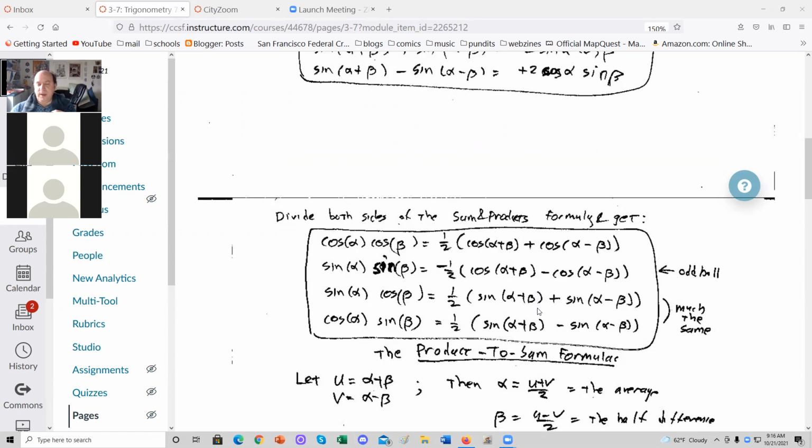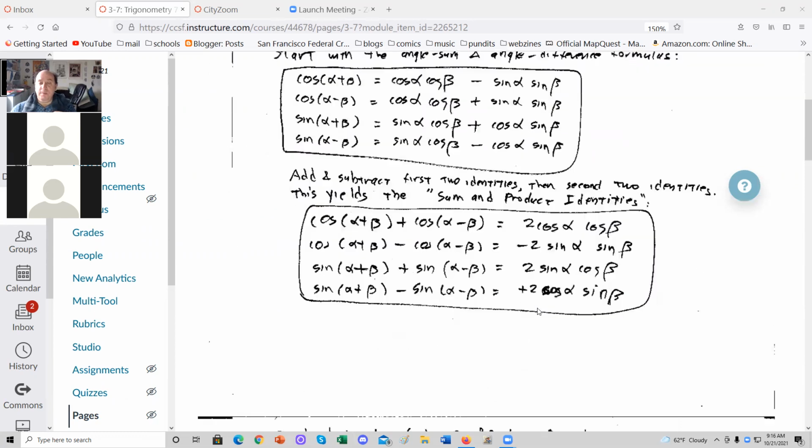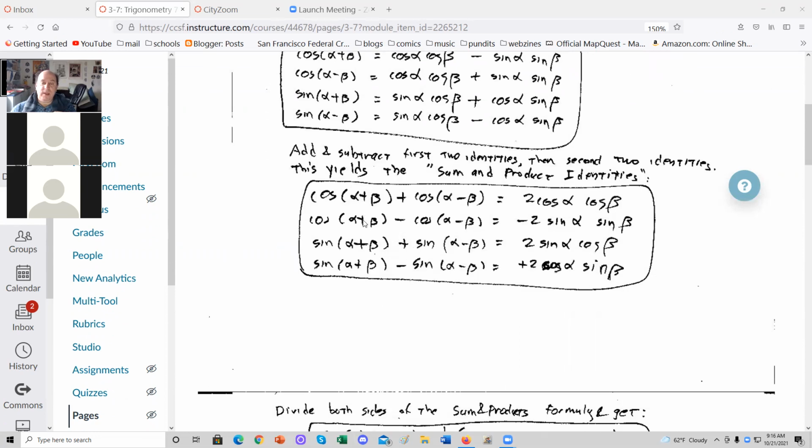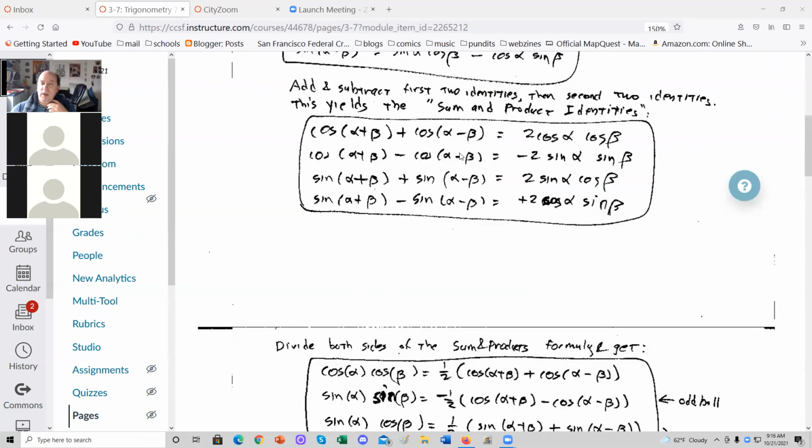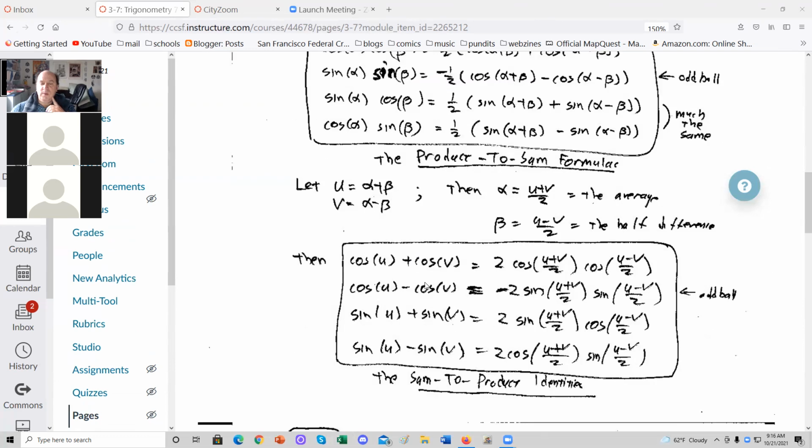So, okay. Now, if we start from here, and instead we let this alpha plus beta be called U, and this alpha minus beta be called V. Then after a bit of algebra, alpha is their average, U plus V over 2. Beta is U minus V over 2, the half difference. And you plug those into here. Then these formulas turn into these formulas.